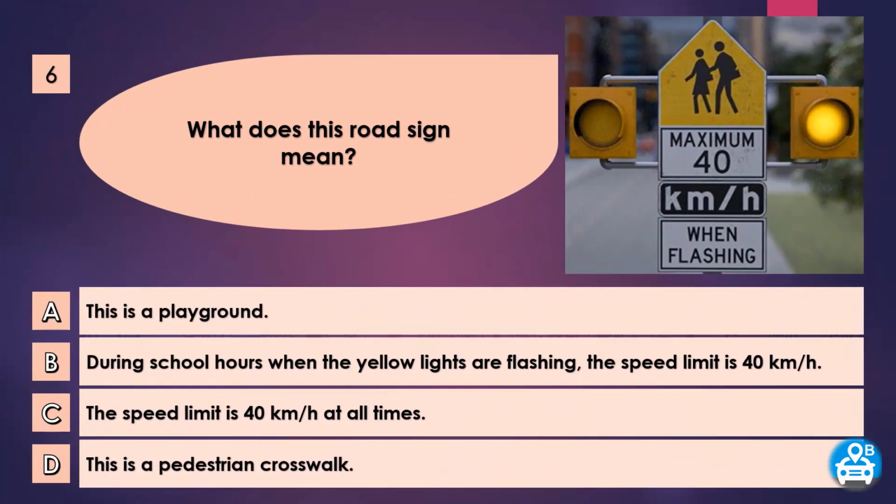What does this road sign mean? A. This is a playground. B. During school hours when the yellow lights are flashing, the speed limit is 40 km per hour. C. The speed limit is 40 km per hour at all times. D. This is a pedestrian crosswalk.